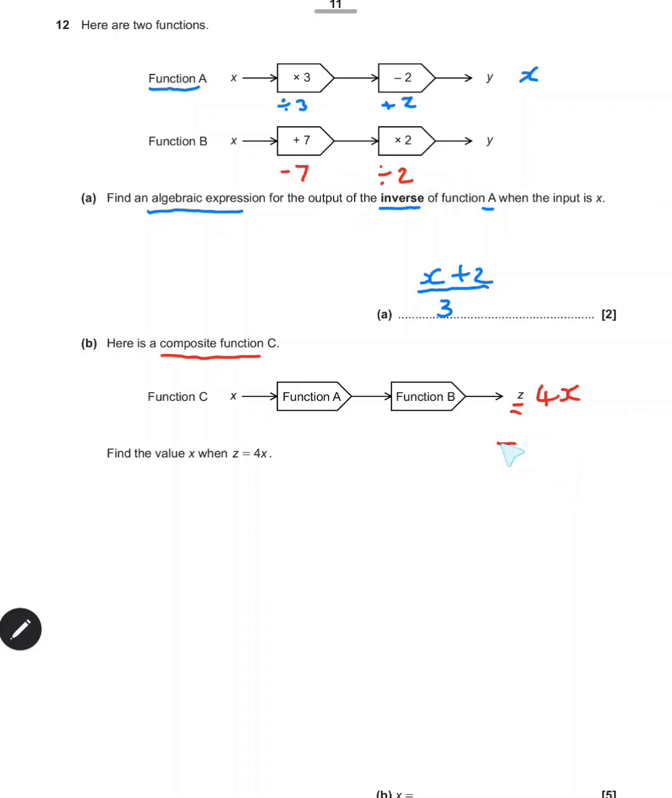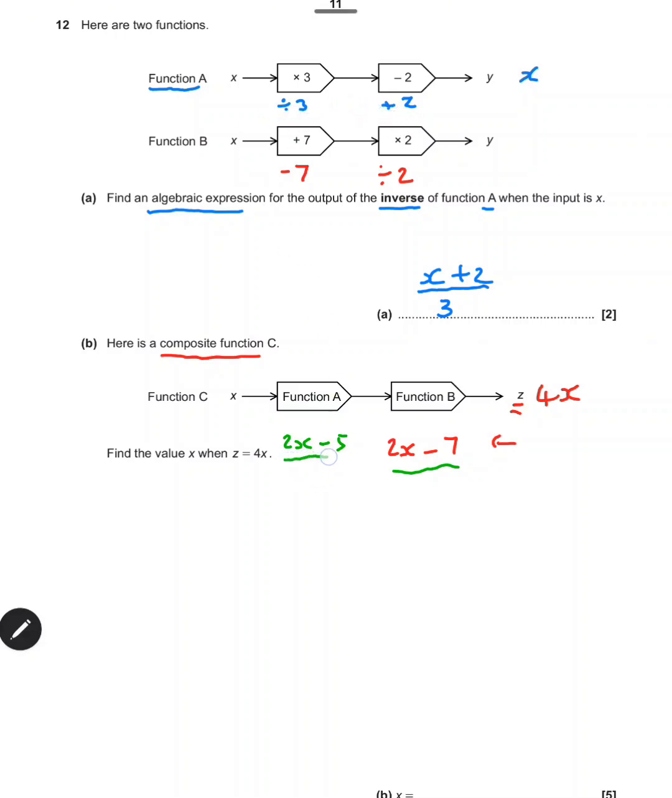So I'm going to work this way first, and I'm going to divide by 2. Well, 4x divided by 2 is 2x. And then we're going to take 7, and that's just 2x take 7. Then we're going to take this here and put that into the inverse of function A, just working backwards along function A. So we've got to do this add 2 first. Well, 2x take 7, add 2 is 2x take 5. And then we're going to divide by 3.